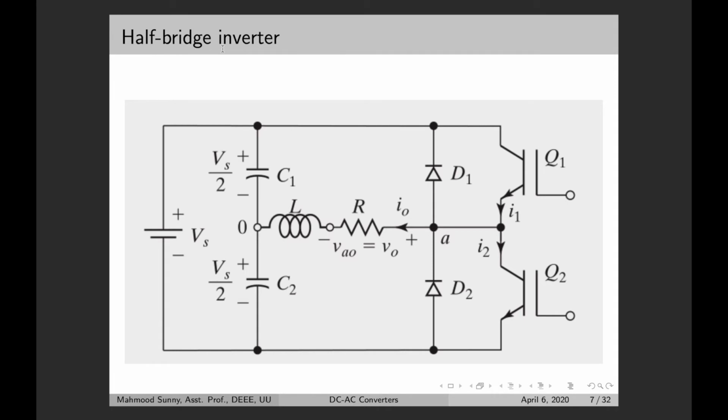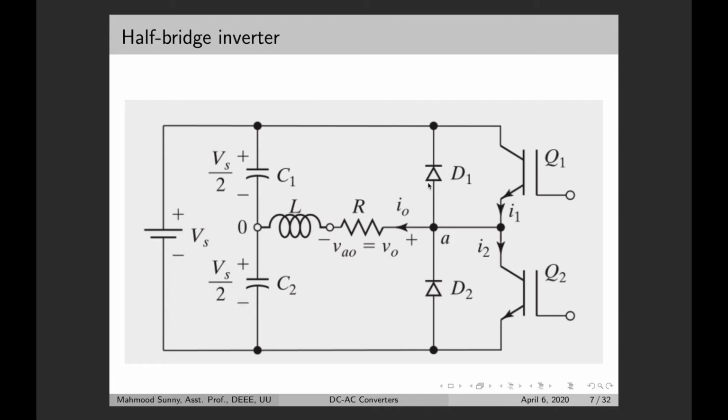This is an example of a half bridge inverter. So here we have the DC supply, we have two filter capacitors on the input side, then we have the load. So 0 to A is our terminal. We can have only a resistive load or a resistive plus inductive load, RL load. And on this side we have two switches, Q1 and Q2, and we have two diodes, D1 and D2, connected anti-parallel with the switches.